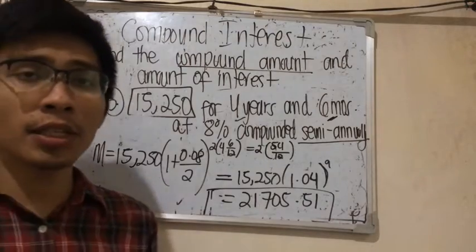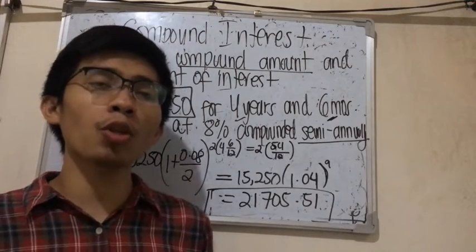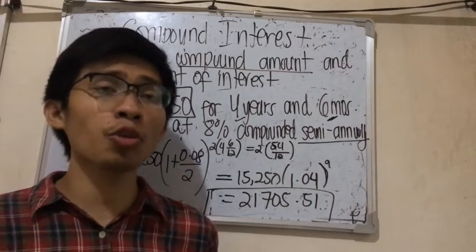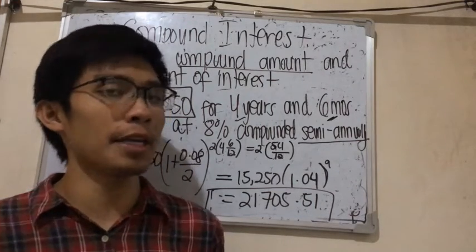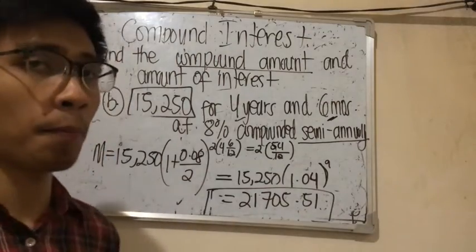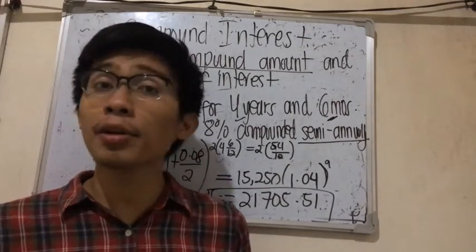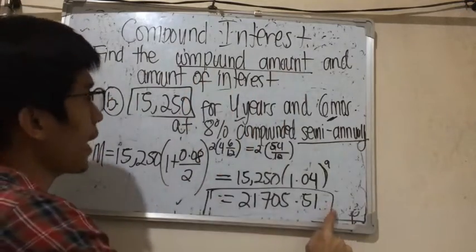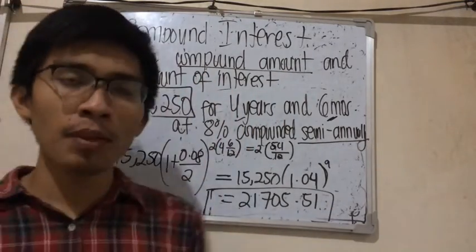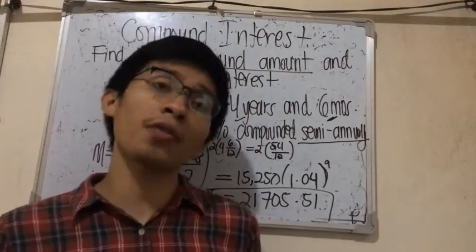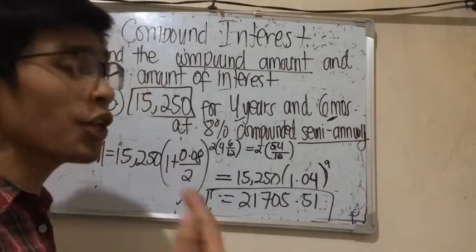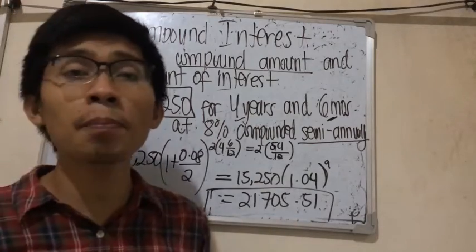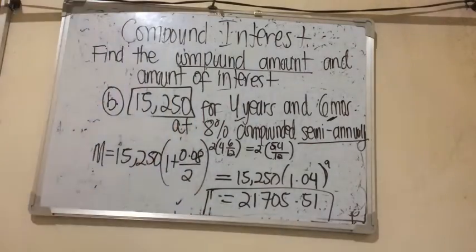In layman's terms, compound amount, that is the total that you have to pay if you borrowed money, or the amount that you receive if you deposited money. That is 21,705.51. But wait, we are not done yet because we have two goals here: to identify the compound amount, check, and the amount of interest. How are we going to identify the amount of interest? Simply deduct the maturity value or the compound amount to our principal amount. Let me show you how.